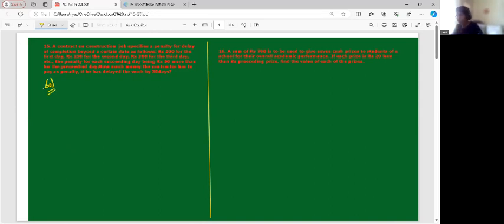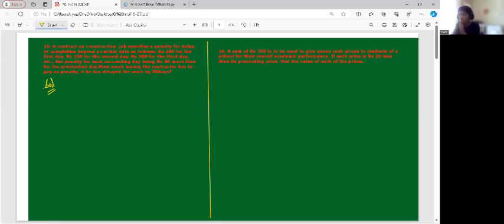A contract on a construction job specifies a penalty for delay in completion beyond a certain date as follows: 200 for the first day, 250 for the second day, 300 for the third day. Means a contract for a construction job has a specified penalty.